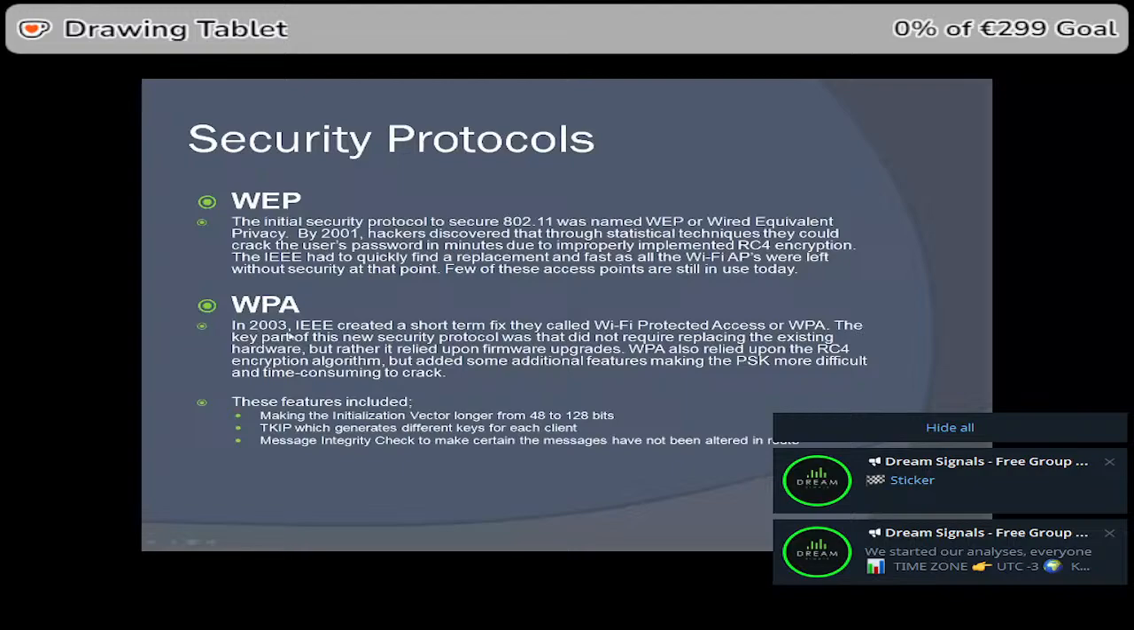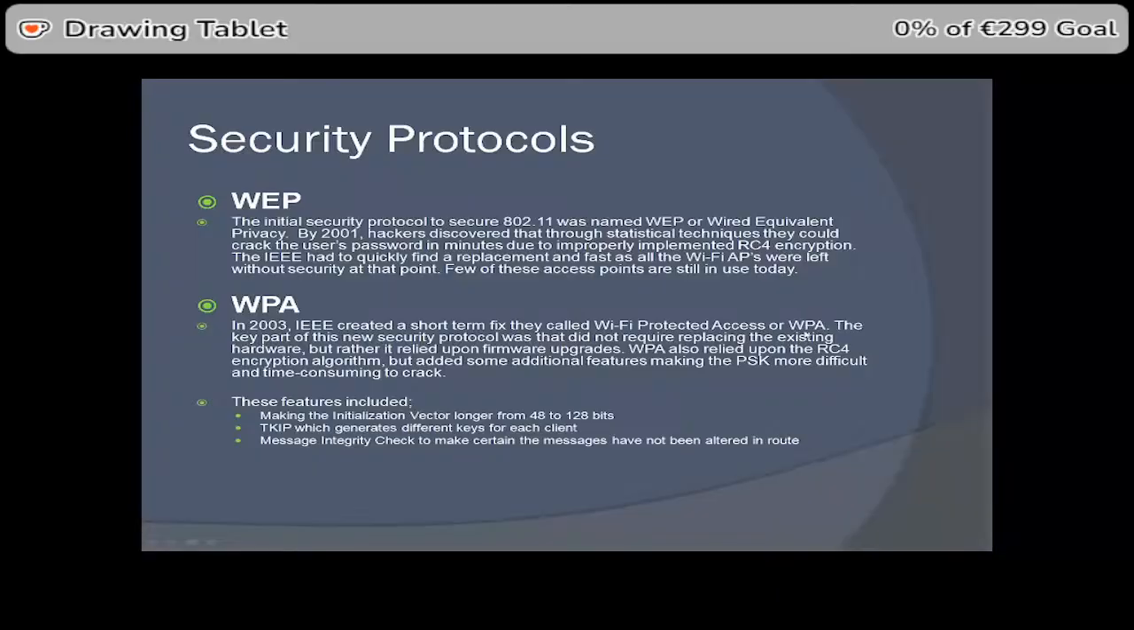So in 2003, the IEEE created a short-term fix that they called Wi-Fi Protected Access. The key part of this new security protocol was that it did not require replacing the existing hardware. They didn't want to have to replace everybody's hardware, because they knew if they did that, people wouldn't do it. People have already invested $100 or $50 into a Wi-Fi access point. If they created a new protocol that required everybody to replace their access points, it wasn't going to happen.